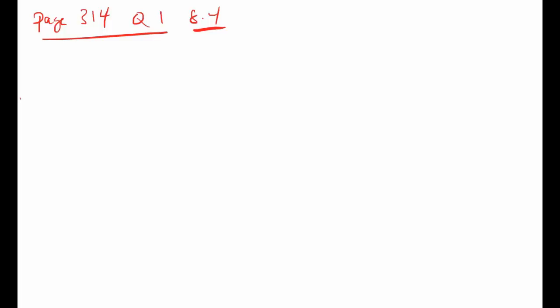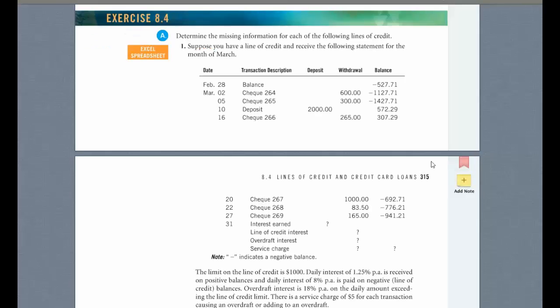This is question number 1, page 314, section 8.4. The question looks like this. It says, determine the missing information for each of the following lines of credit. Number 1, suppose you have a line of credit and receive the following statement for the month of March.